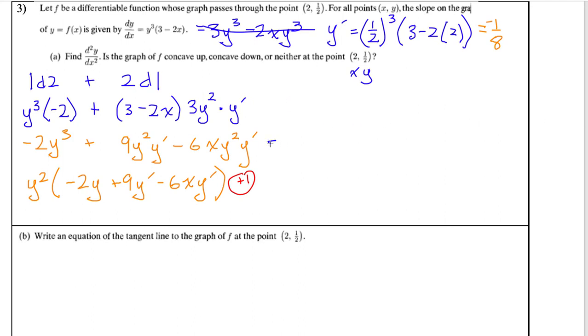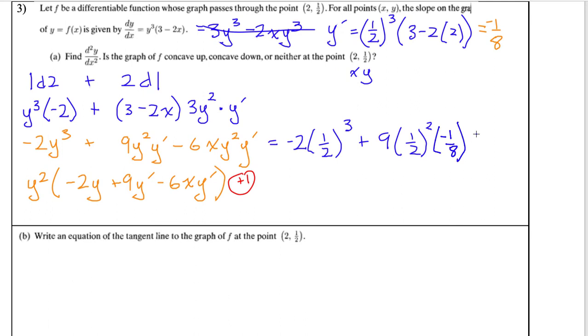I'm going to say this is equal to -2. Our y-coordinate is 1/2, plugging that in, to the power of 3, plus 9 times our y-coordinate, again 1/2, all that to the power of 2. Our y prime that we found up here is times -1/8. The cool thing about this problem is you don't have to find out what number it is. You have to figure out if it's positive or negative. That's it, because it's only asking concave up, concave down, or neither.